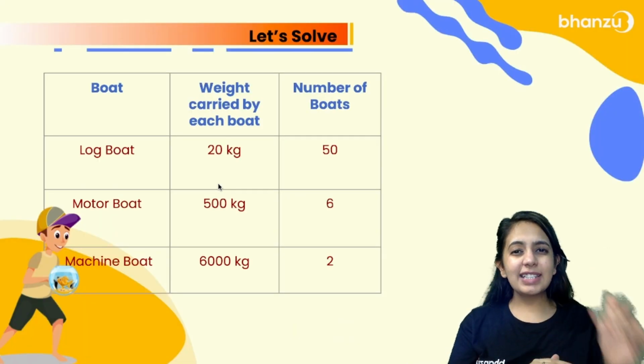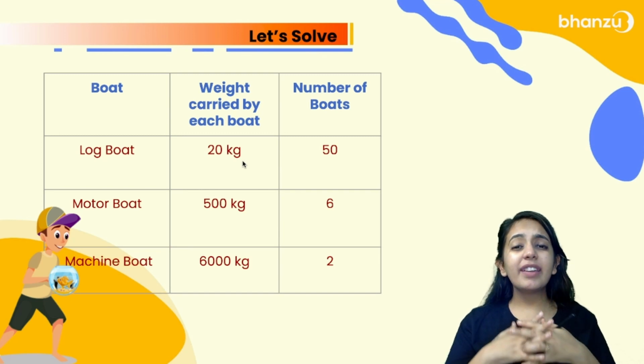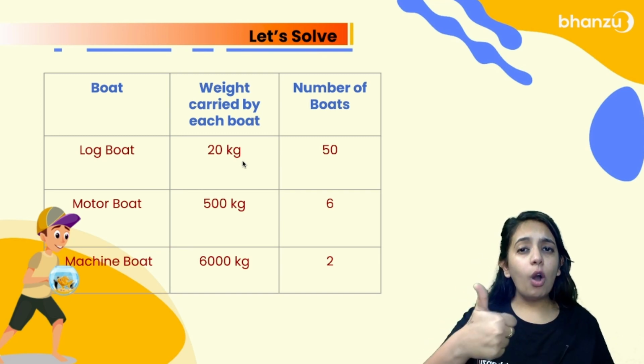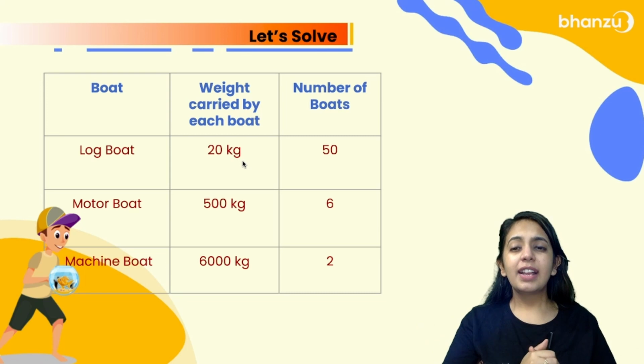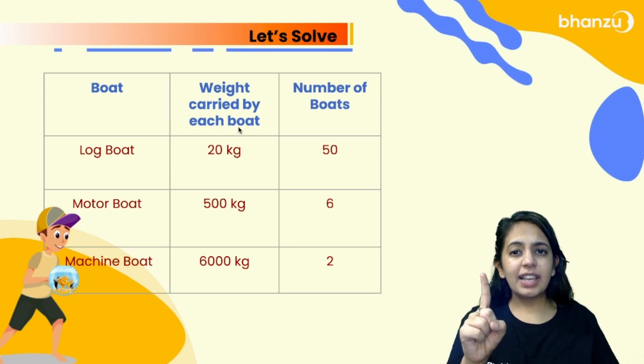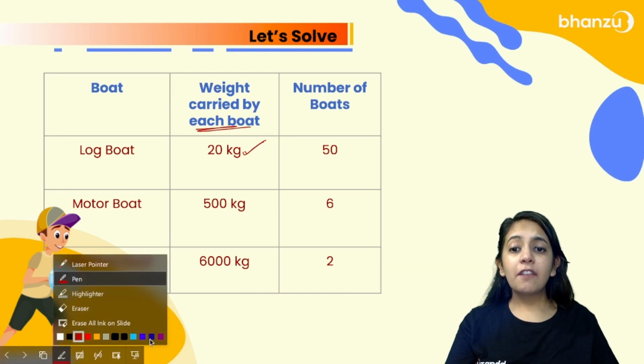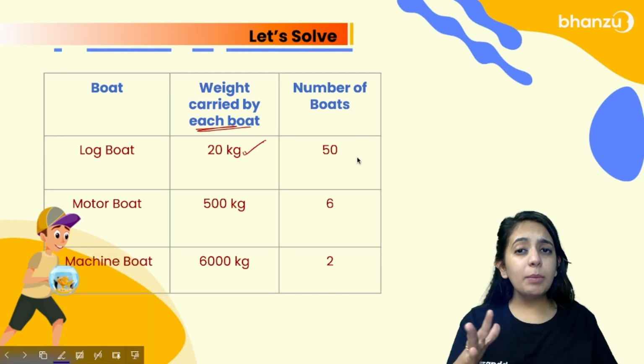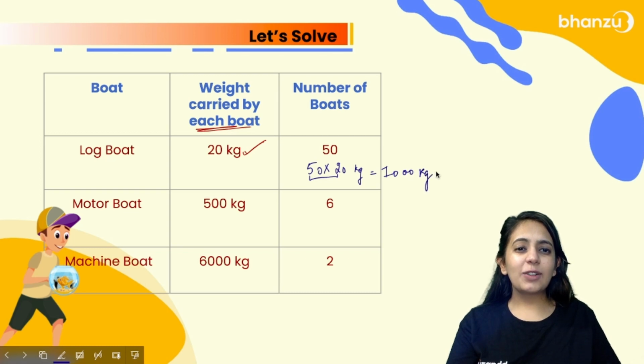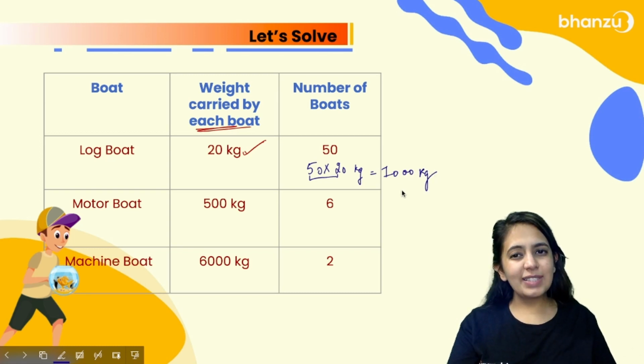So when he entered Boatville, he saw there are 3 different types of boats: log boat, motor boat, machine boat. He saw that one log boat can carry 20 kg of weight. And there are total 50 log boats. So how much weight can 50 log boats carry? Yes, 50 times 20 kg. Correct. Which is how much? 5 times 2 is 10 and the rest of the zeros are also added, so it becomes 1000 kg.